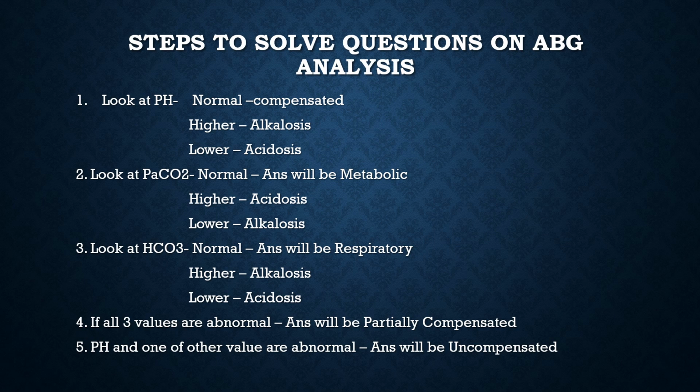The fifth step is pH and one of the other values are abnormal and the third one is normal. So it will be called as uncompensated, because the third value is not compensating for the other two and it is in the normal range. So we will call it as uncompensated.